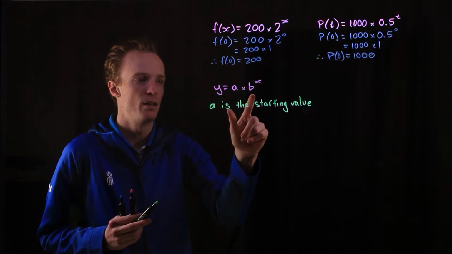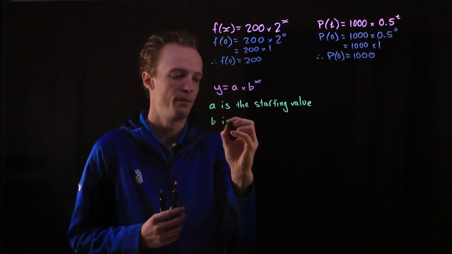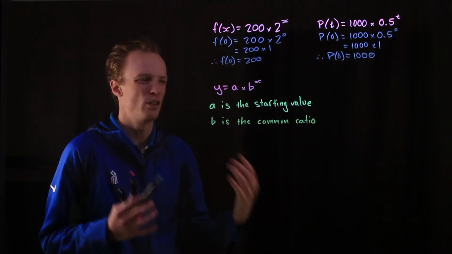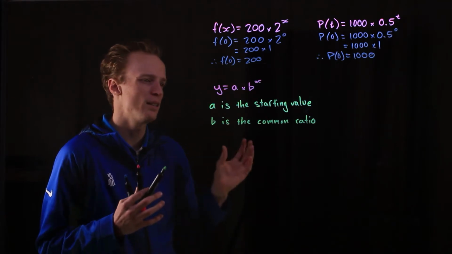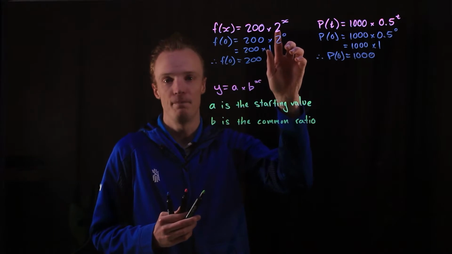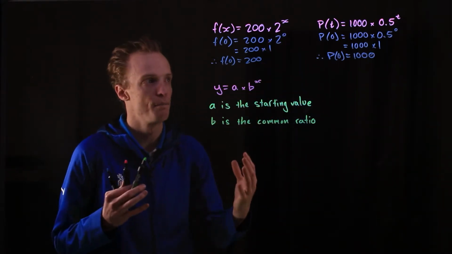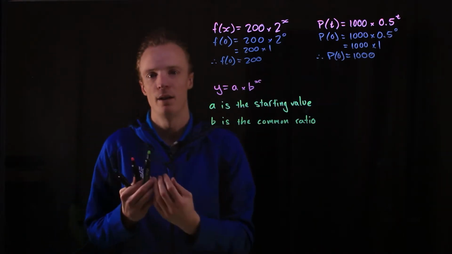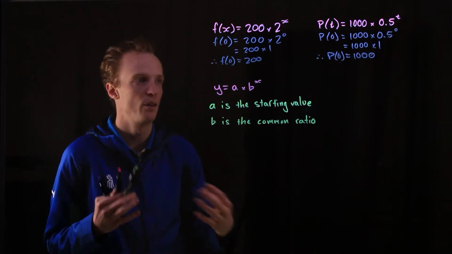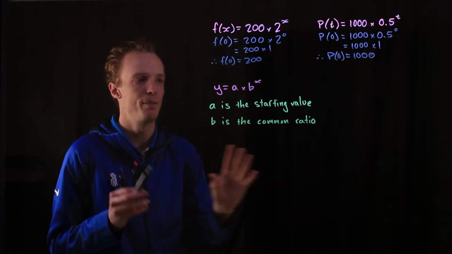So what about our b? Well, our b is known as the common ratio. But to understand what the common ratio actually means and what it represents, I like to think about populations. When our b is greater than 1, we've got a population that's going to be growing or increasing. But when it's less than 1, we're going to have a population that's decreasing or decaying, as we call it. Now, I'm only going to consider when b is greater than 0. I'm not going to worry about when b is negative.